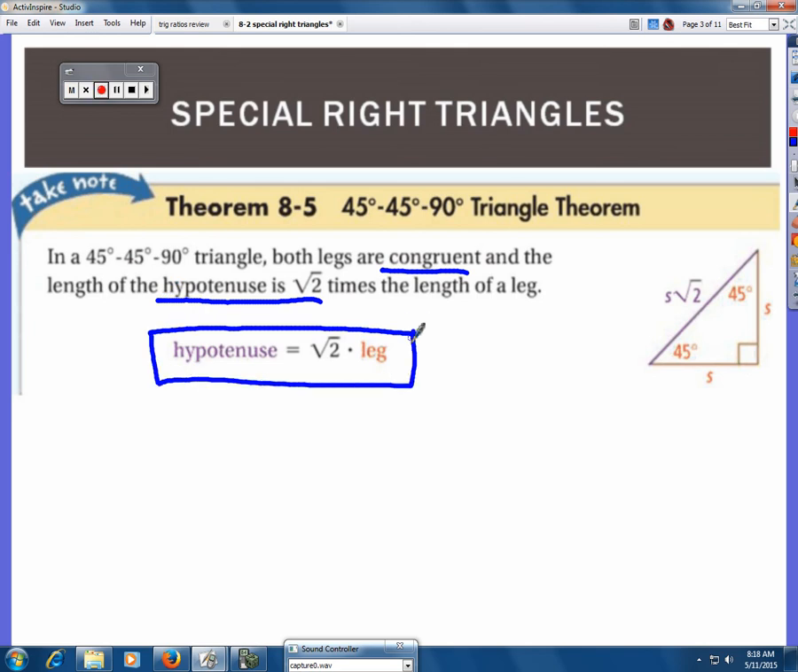And this is the picture that you'll put in the box on your paper. So you'll draw 45-45-90. It doesn't have to be perfect. Just label the 45-degree angles and the right angle, and then put an S on the two legs. Remember, the legs make up the right angle. And then the hypotenuse is the longer side, the side opposite the right angle, and that one is labeled with an S times the square root of 2.